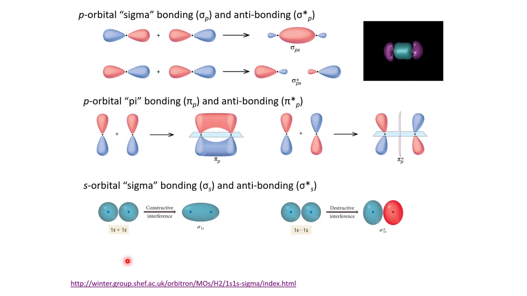Two s orbitals coming together to make constructive interference will look like this, and the destructive interference is like this. So we represent it with two colors. This area in the middle, that is the node. That's where you will not find the electron.